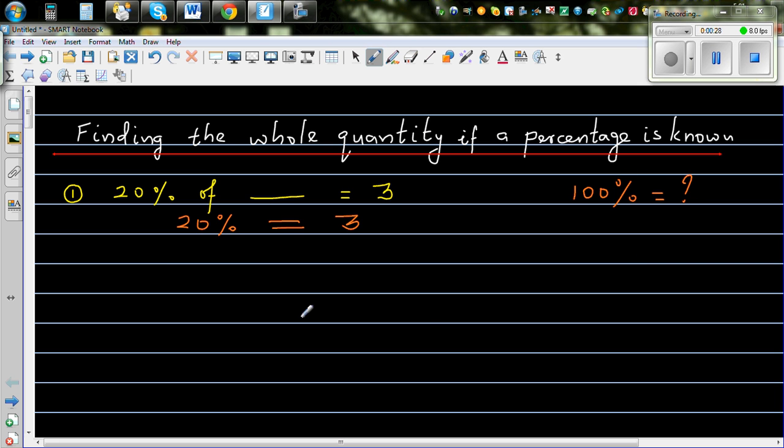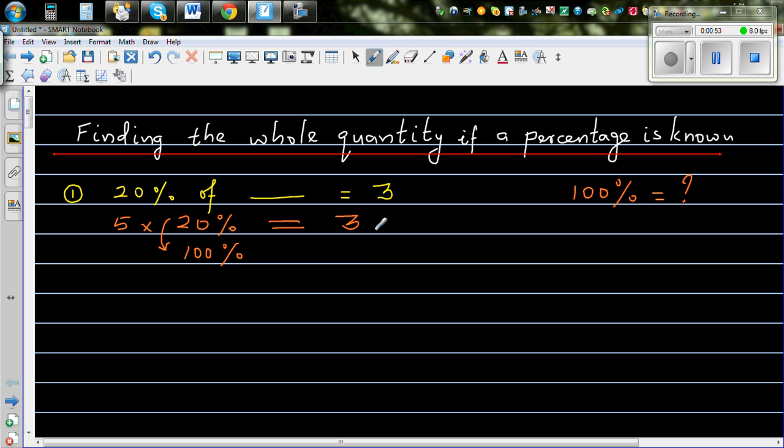So 20% is 3. Now the question is, 100% is how much? This is a question of proportion, or ratio and proportion. Now, how many lots of 20 are there in 100? Well, 20 times 5 is 100, so there are 5 lots of 20 in 100.